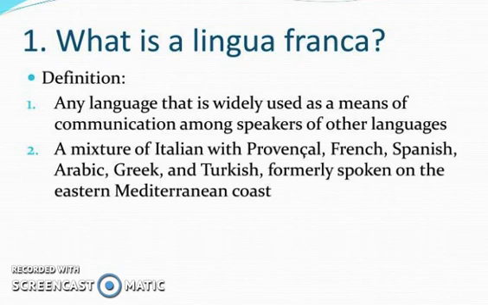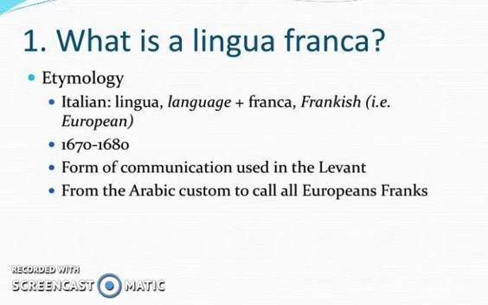Any language that's widely used as a means of communication among speakers of other languages is called a lingua franca. And the next one is about a mixture of Italian with Provençal, French, Spanish, Arabic, Greek, and Turkish, formerly spoken on the eastern Mediterranean coast. So they are called lingua franca languages.